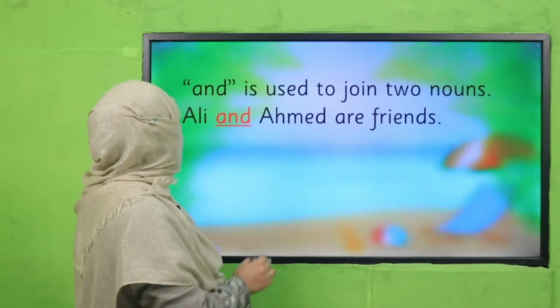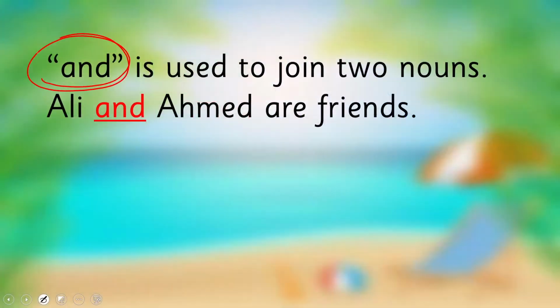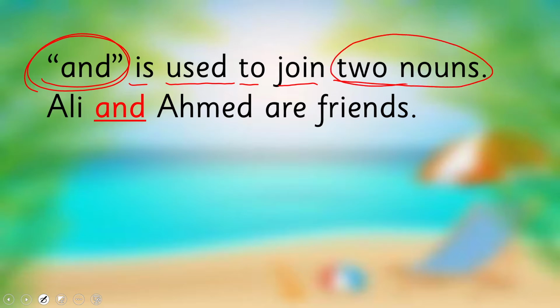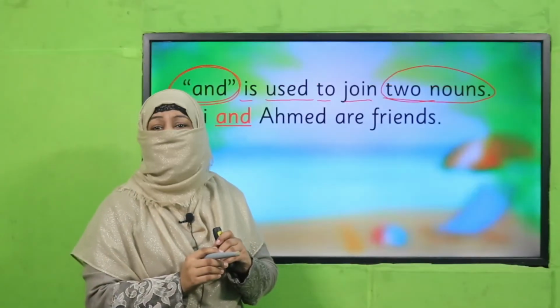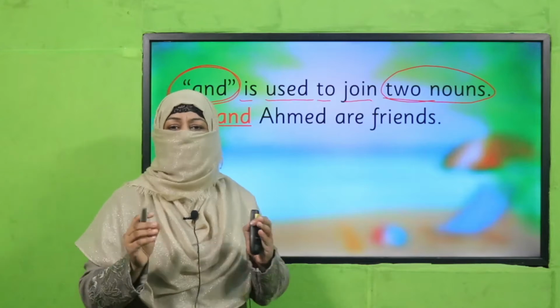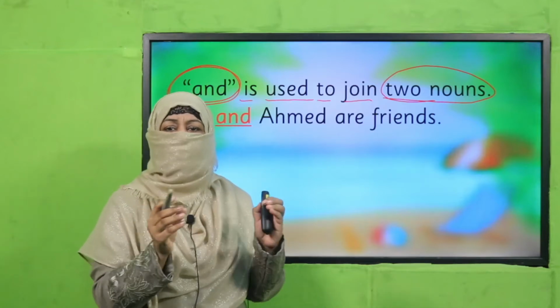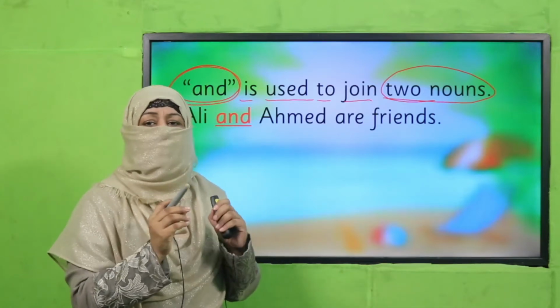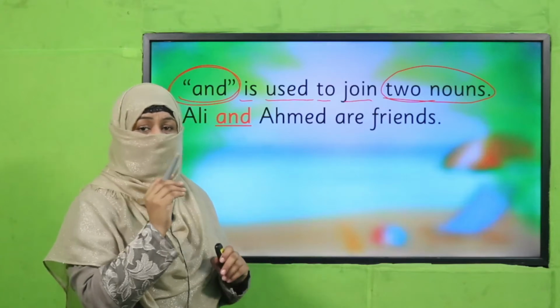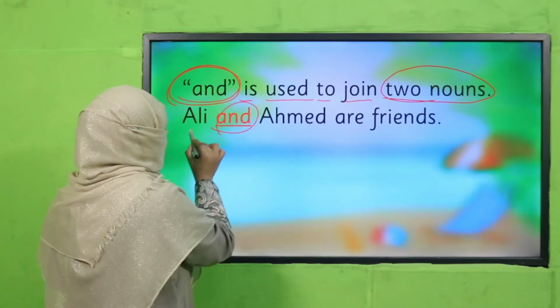Let's start with and. Where do we use and? And is used to join 2 nouns. 2 nouns. And what are nouns? Everything around us has a name, and that is noun. Okay. So whenever there are 2 names and we want to join them together, we'll join them by using word and, by using this conjunction and.